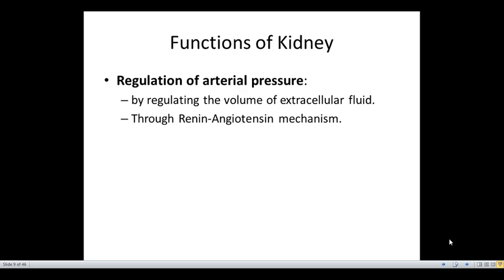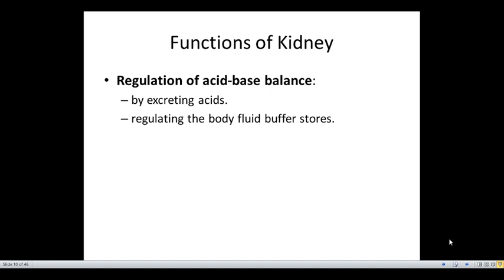Kidney causes regulation of arterial pressure by regulating the volume of extracellular fluid through renin-angiotensin mechanism. It causes regulation of acid-base balance by excreting acids and regulating the body fluid buffer stores.